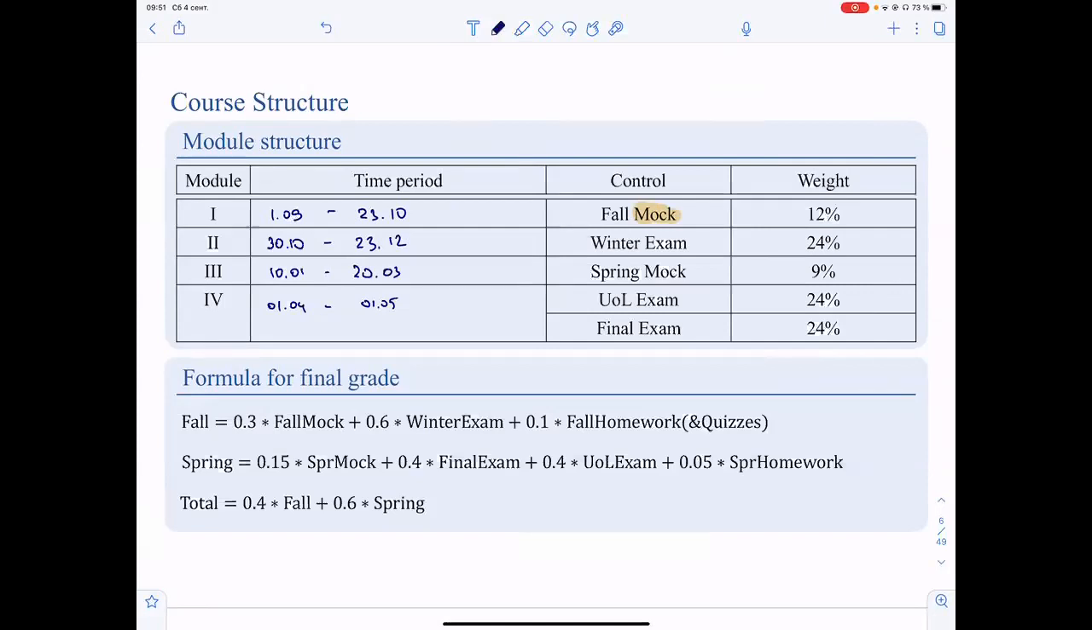The second module terminates with the winter exam. Then we'll have some minor exam by the end of spring. And the last module, I mean, April, is going to be allocated to mastering the UoL exams. We will be solving a lot of UoL exams. We'll be doing a lot of problems of that.